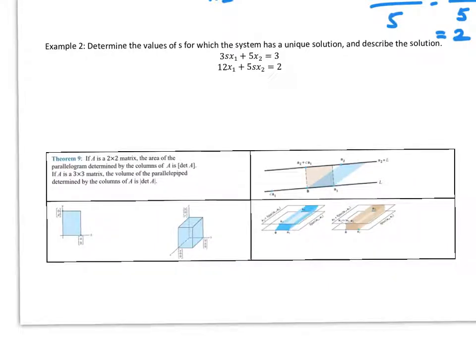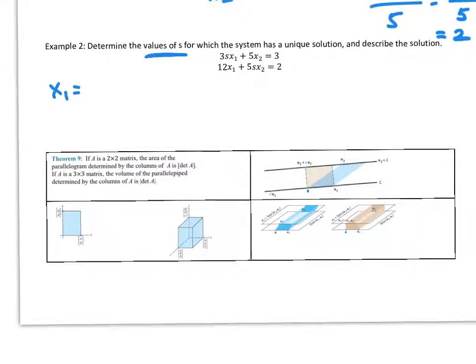So example 2 has an extra variable in there. It has an s in there. So with that s, what's going to happen is that we're just going to find the values of s for which this system works. So we're going to set this up just like we did the previous one.